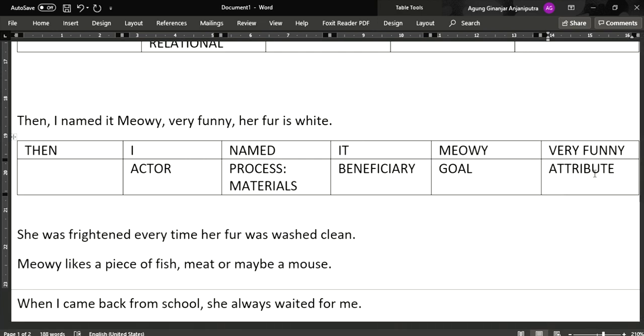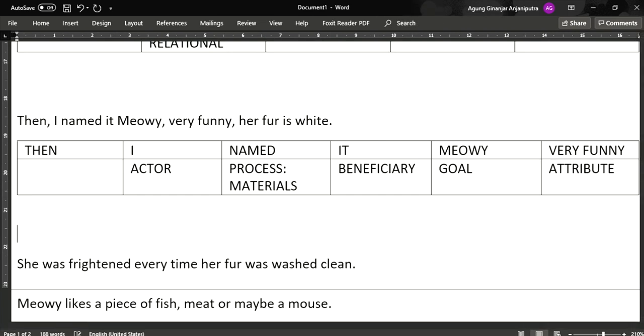Attribute, sorry. This includes one of the realizations of relational process. Because it's ellipsis, the subject and the finite are ellipsed. It's elliptical, then we call it attribute. The function of very funny is attribute of it.